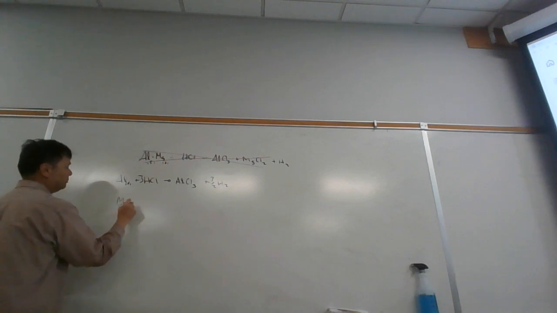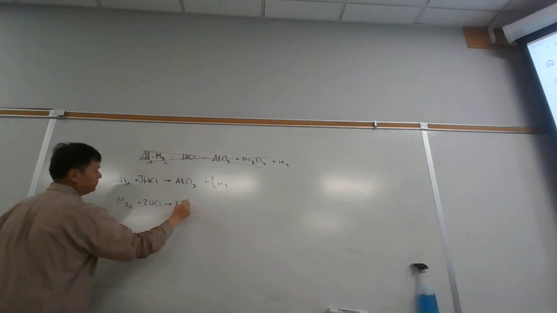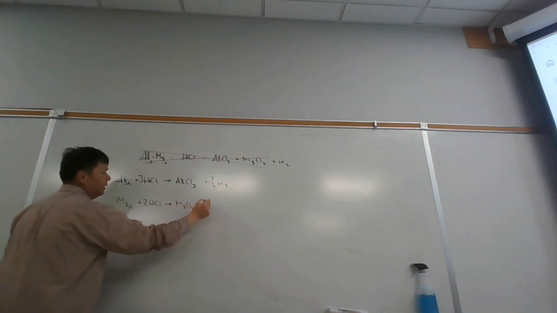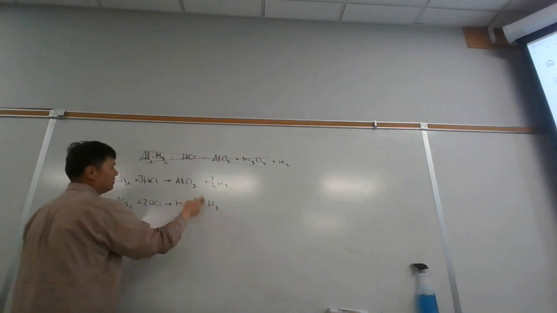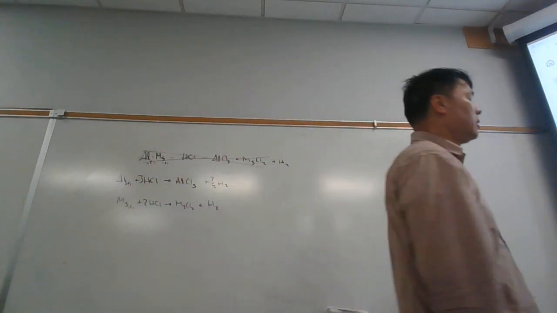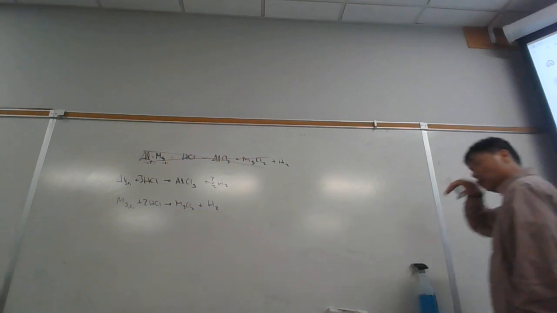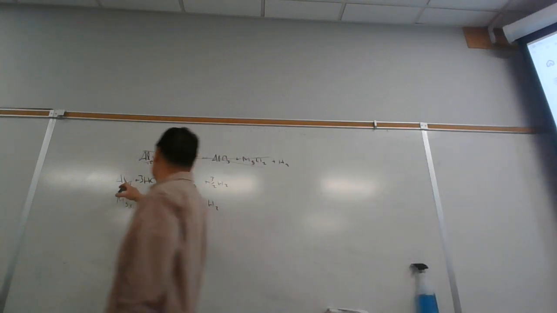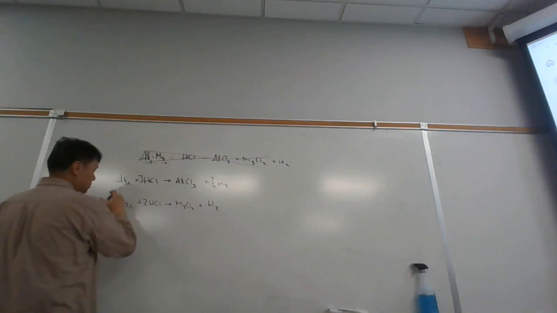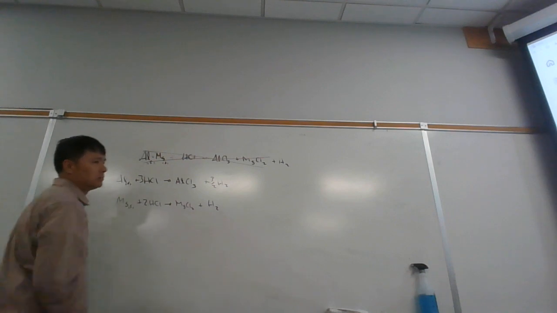And the magnesium requires 2 HCl. And so we get different amounts of hydrogen. And so this allows us to tell how much each is present depending on how much hydrogen we get. Aluminum and magnesium have roughly the same molar mass, and so it looks like aluminum produces more hydrogen per gram than magnesium does.